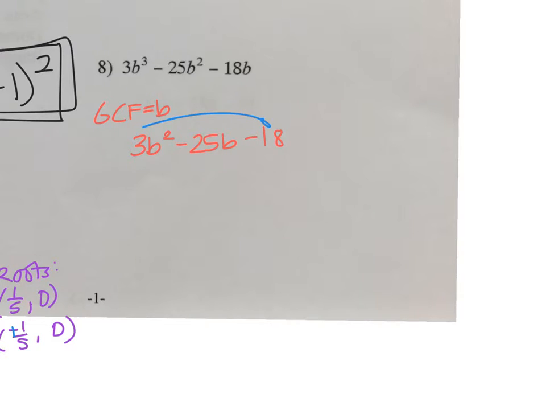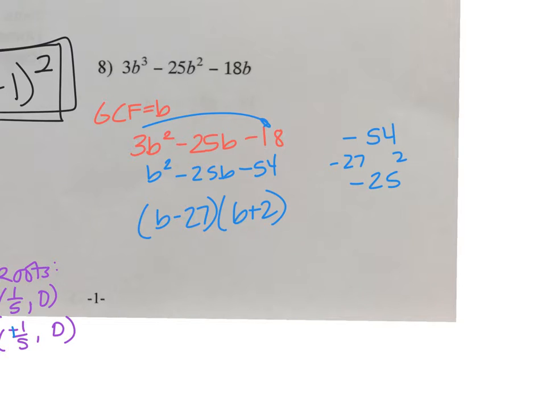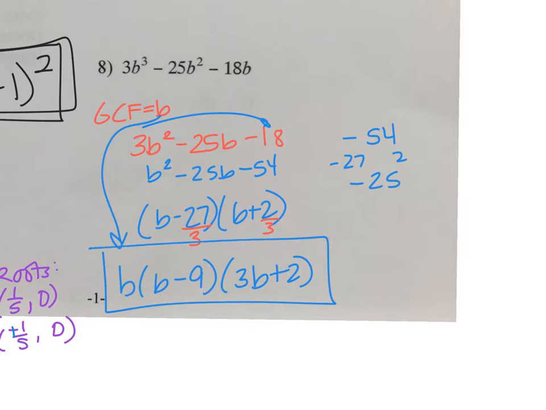Now I can move this number to the end. That's negative 54. And I'm looking for negative 25. Sorry, I'm skipping steps here. 25b minus 54. So my two numbers then are going to be negative 27 and positive 2, b minus 27, b plus 2. And then because I moved the 3 to the end, I've got to divide it so that I can bring it back up. That's going to give me b minus 9, 2/3 does not simplify, so that's 3b plus 2. Remember, my GCF is going to come down to be b, so that's my factor.